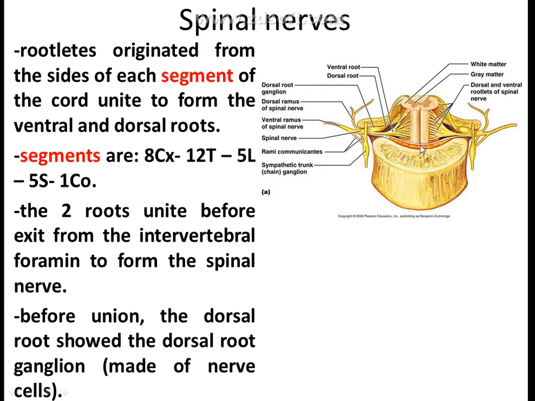So if you want to say that you have segments of the spinal cord, you have to consider how many regions in the spinal cord each have rootlets originating from them. Accordingly, as everybody knows, we have 8 cervical segments in the spinal cord, 12 thoracic segments, 5 lumbar segments, 5 sacral segments, and 1 coccygeal segment.